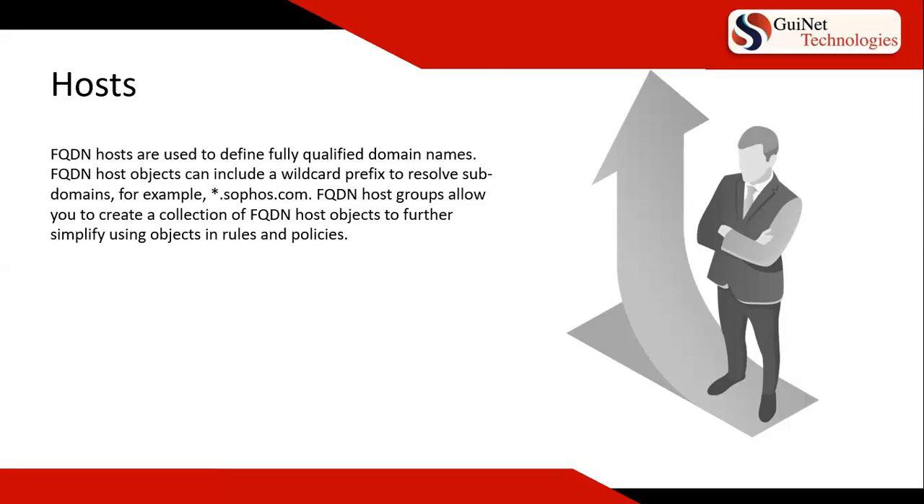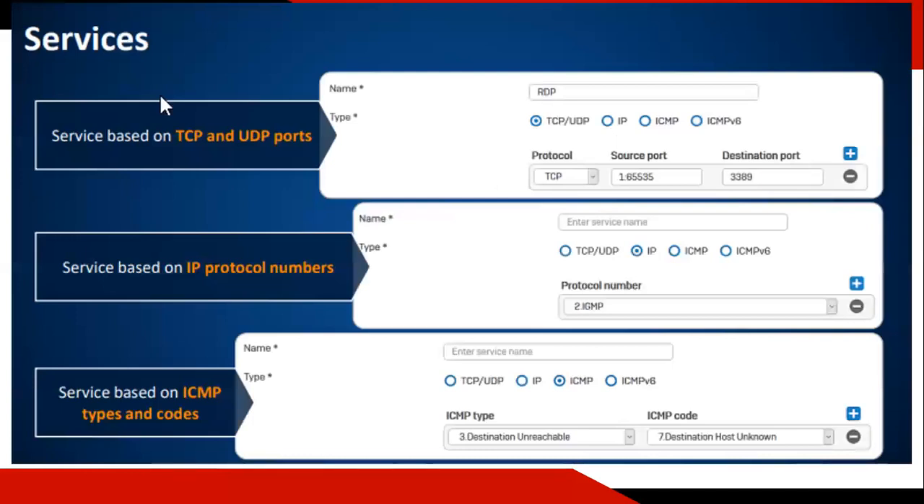So FQDN host groups allow you to create a collection of FQDN host objects to further simplify using objects in the rules and the policies. So you can create a group of all the FQDNs you created, and use it on the firewall rule and also on the policy. Now we have done IP, right? Then we did MAC host, then we did FQDN.